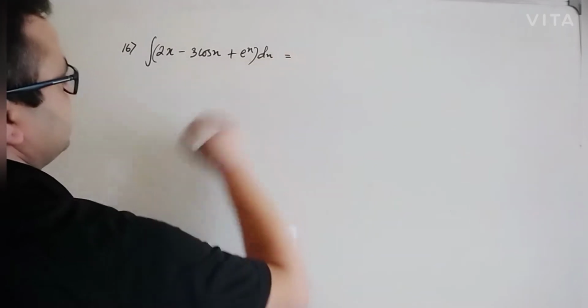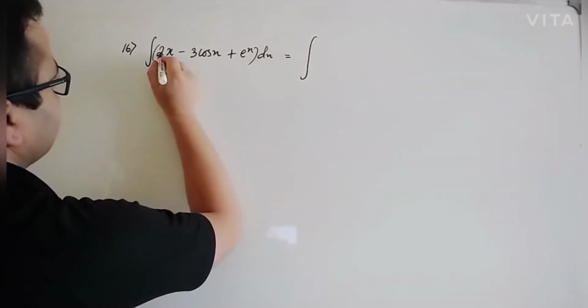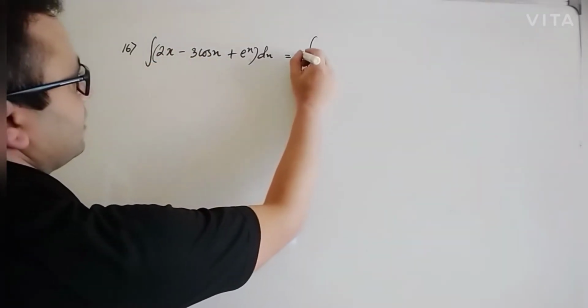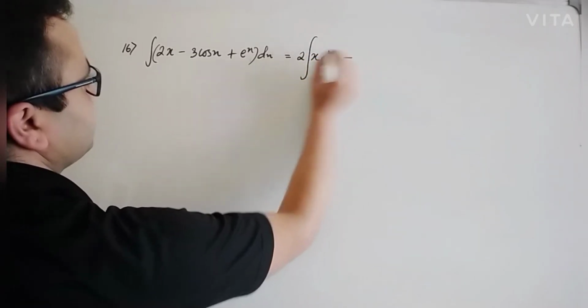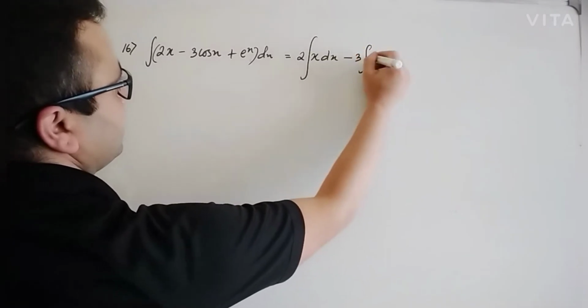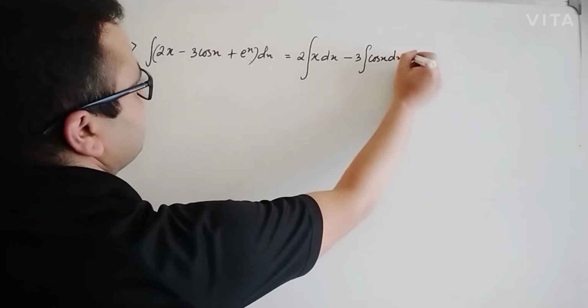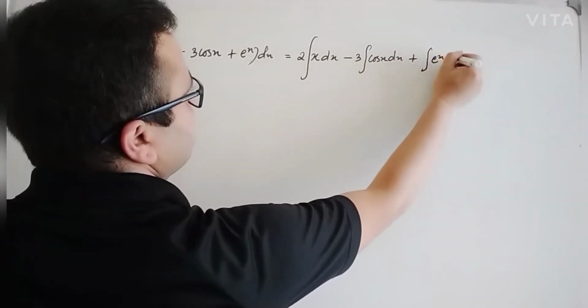So integrate. First we have to separate. Here the coefficient of x is 2, so we will take 2 outside: 2 times the integral of x dx, minus 3, the coefficient of cos x, taken outside the integral of cos x dx, plus the integration of e to the power x dx.